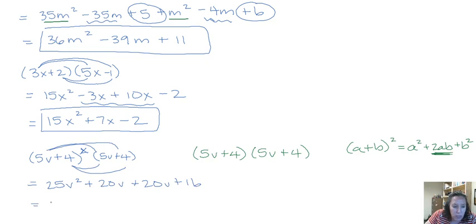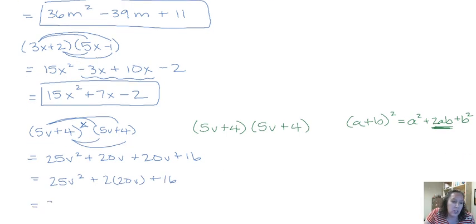5v, quantity squared, would be 25v squared, and then 2 times the first times the second. 5v times 4 is 20v, and then squaring the last, you get 16. So it doesn't matter which one you use, they're both going to give you 25v squared plus 40v plus 16 in your final answer.